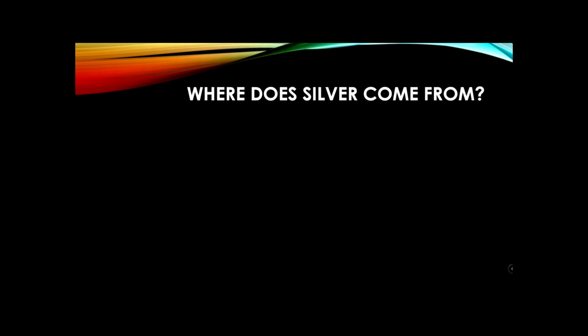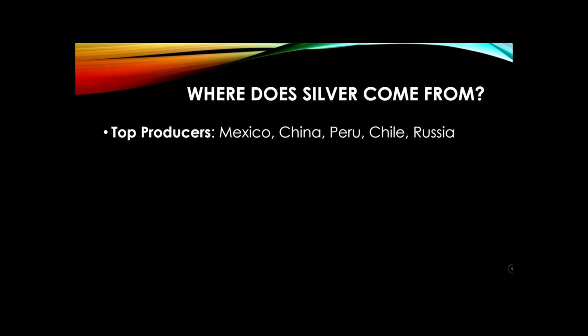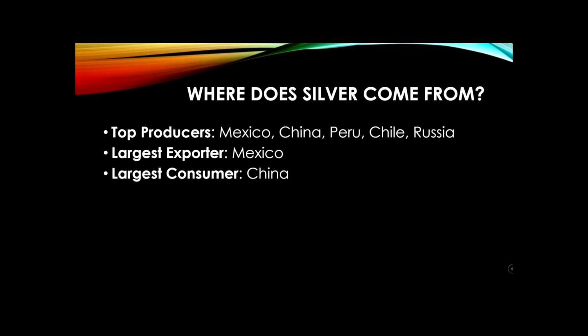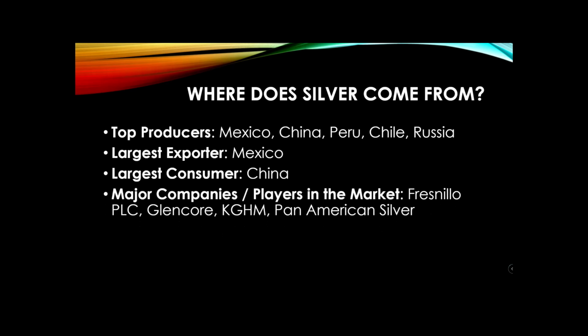Where does silver come from? Top producers: Mexico, China, Peru, Chile, Russia. Largest exporter is Mexico. Largest consumer is China. Major companies or players in the market are Glencore, KGHM, Pan American Silver, as well as Fresnillo PLC.